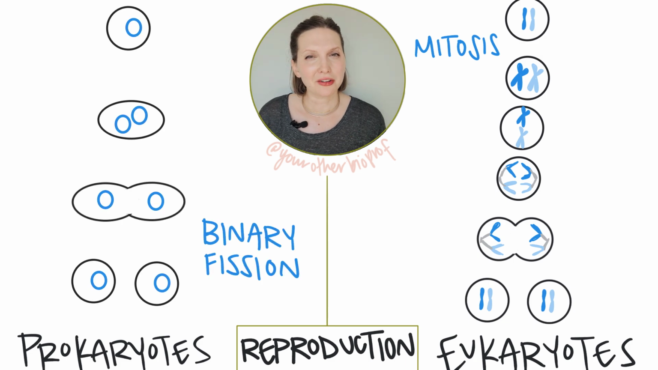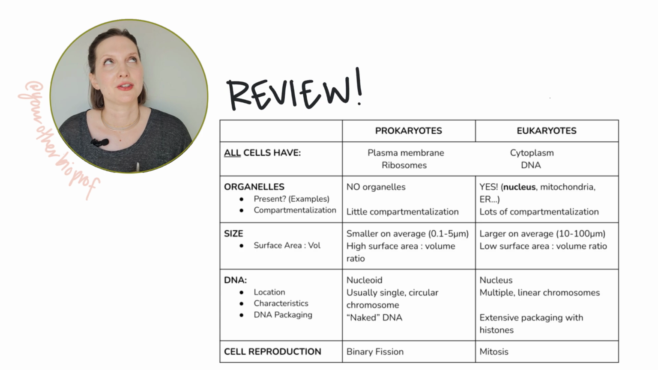Prokaryotes divide primarily through a simpler and faster process called binary fission. No nucleus to break down and rebuild, no spindle fibers to assemble. Of course, there's always more, but those are the major similarities and differences between prokaryotic and eukaryotic cells.